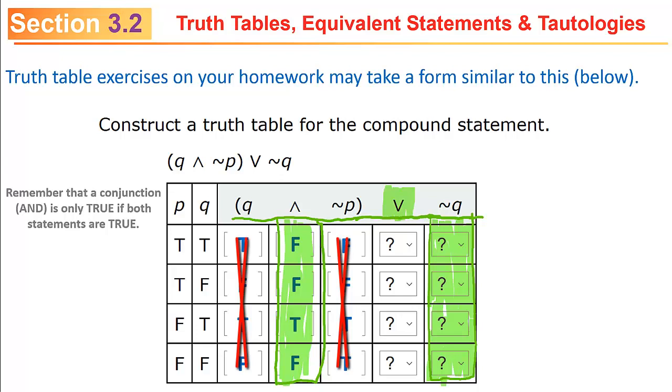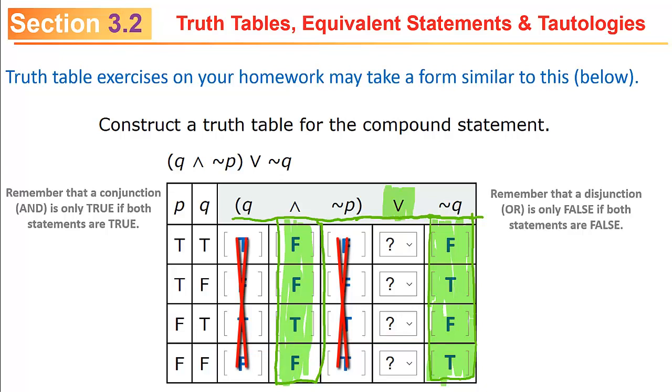So I have to get that not Q figured out. Well, if Q is true, then not Q is going to be false. If Q is false, not Q is going to be true. If Q is true, not Q will be false. And if Q is false, not Q will be true. So now I'm ready to actually complete the OR with those two shaded columns. And remember, an OR is only false if they're both false.